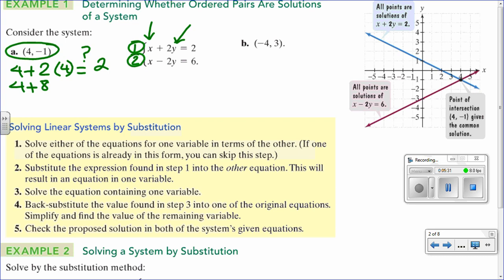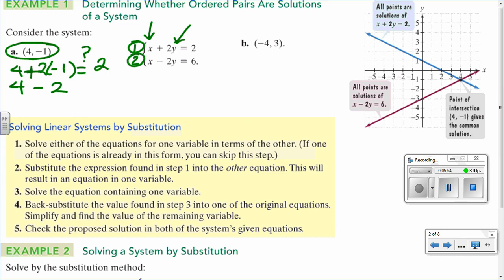Wait, this is negative 1. Oh, true. So I need to substitute the correct number for y. Sorry, it was not intended. 2 times negative 1. So that will be negative 2, correct?